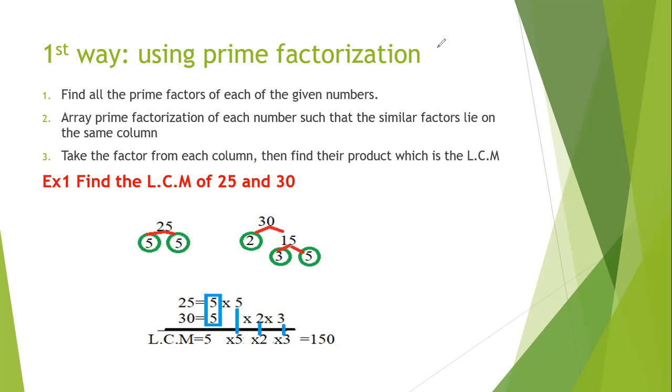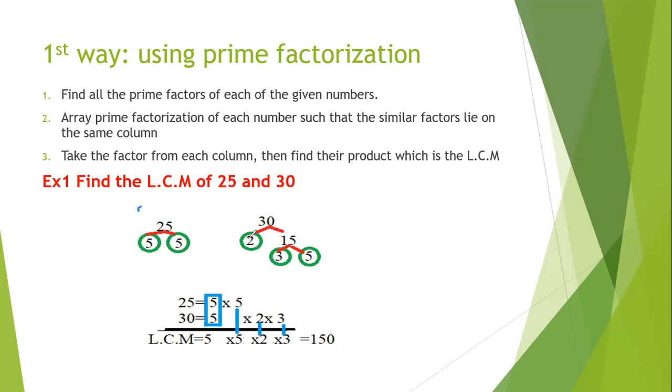Now, how can I find the LCM? The lowest common multiple. The lowest common multiple of 25 and 30. I can use the factor tree. How can I get 25? I multiply 5 by 5. Then 30, I multiply 2 by 15.